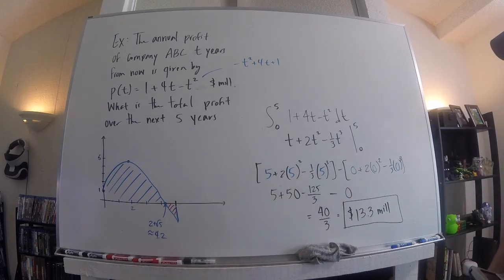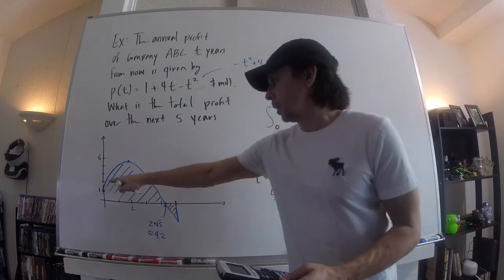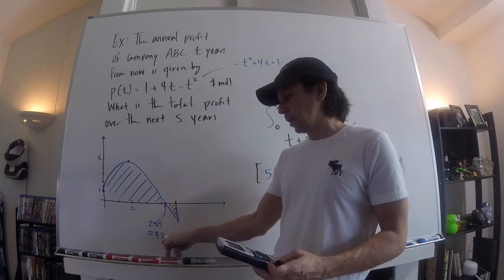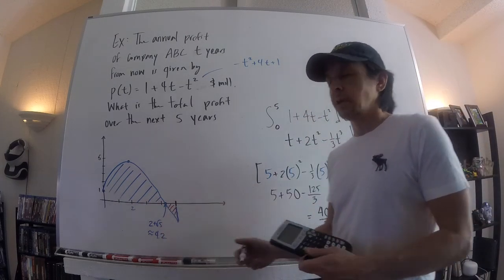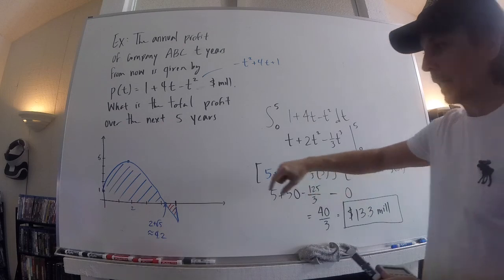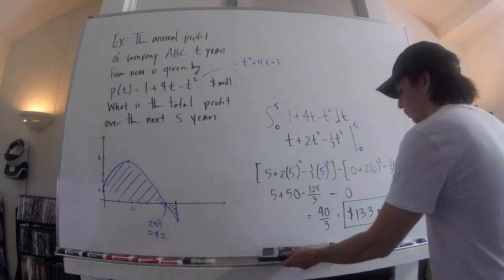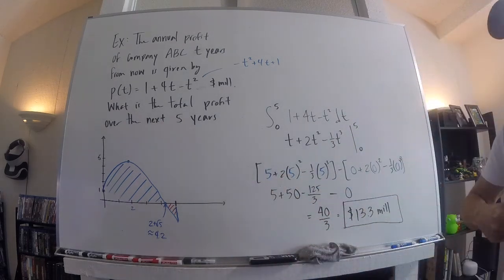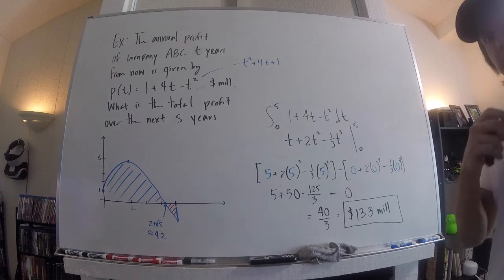Okay. And if I wanted to find just the profit made when it's making positive profit, I had to do it up to there. I literally used 2.5 in my derivative, but I don't want that. I want to account for the fact that I lost money in that last part of the last year. Okay, I'm going to do a different topic now. Next we're going to do average value.